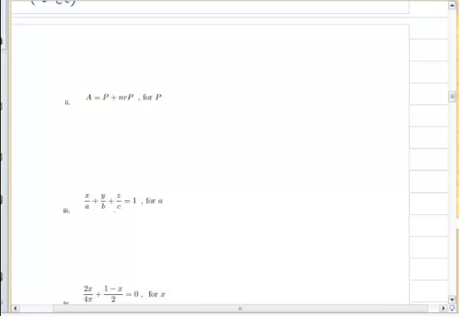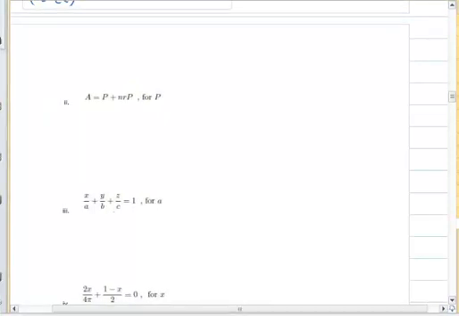Okay, page 4. We're still solving for variables. So if you look at this problem right here, we are going to be solving for p. So again, we need to get p to stand alone, but since it's in both terms, we can just factor it out of both terms. And now we solve for p because this is multiplication going on between these two terms.